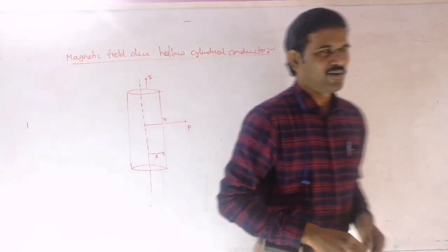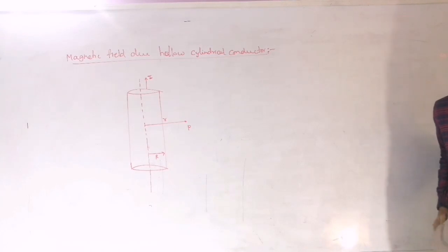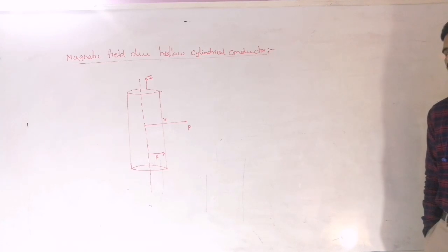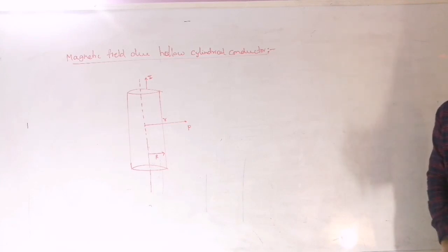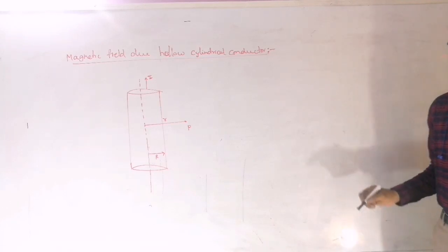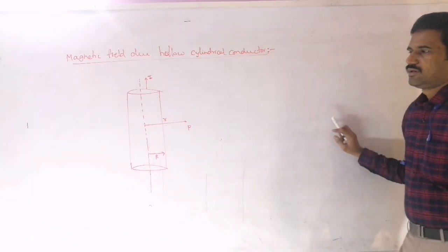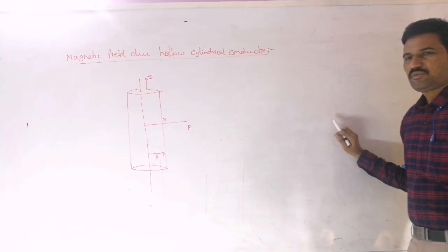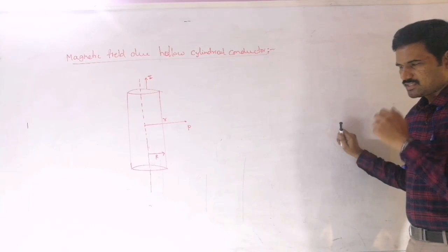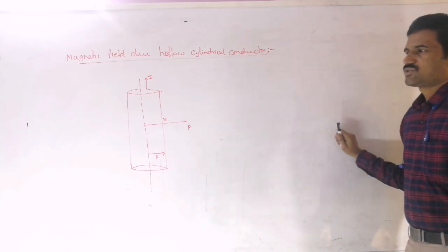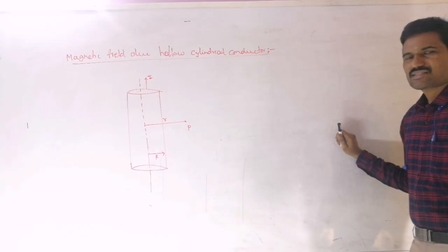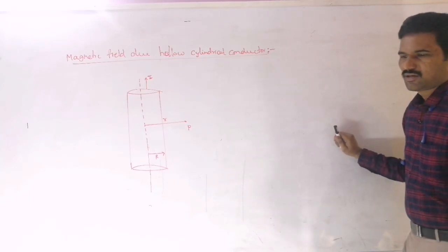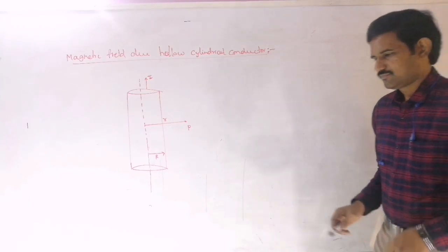Consider a long thin cylindrical pipe of radius R carrying current I. P is a point at a distance R from the axis of the cylindrical pipe.